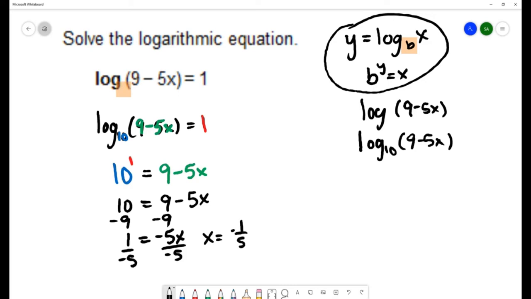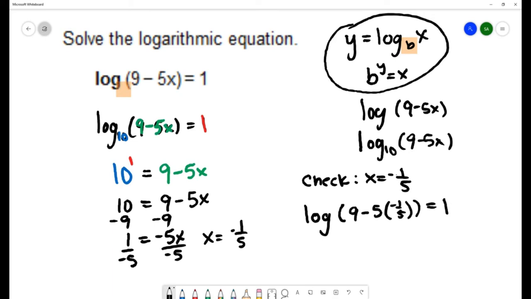But with every log equation, you need to check to make sure that your solution is in the domain of the log expression that you have. So I'm going to check x equals -1/5 by substituting it into the original equation. That's log of 9 minus 5 times -1/5 equals 1. And if I were to simplify this, I have a minus and a negative. Those will simplify to be a positive. That's 9 plus 5 times 1/5 equals 1. And I can see that what's inside the log is going to be positive.